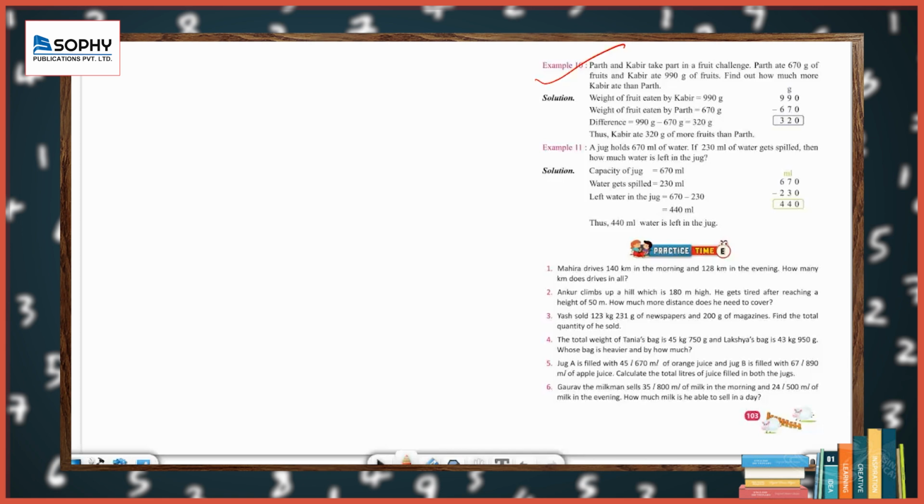In example number 10, we are told, students, that Parth and Kabir take part in a fruit challenge. Parth ate 670 gram of fruits. Kabir ate 990 gram of fruits. Find how much more Kabir ate than Parth. Now, weight of fruit eaten by Kabir is 990 gram. Weight of fruit eaten by Parth is 670 gram. So the difference is, very good, students, that is, Kabir ate 320 gram more fruits than Parth.